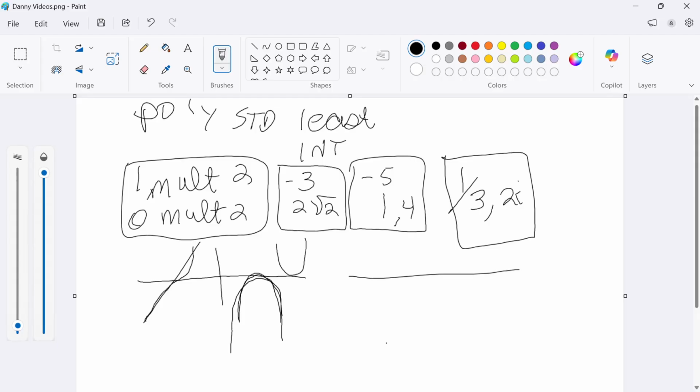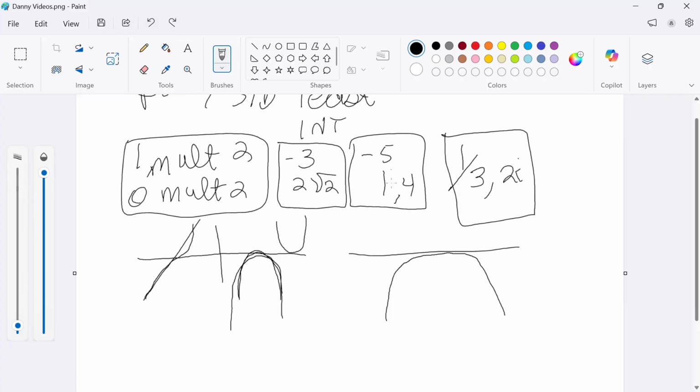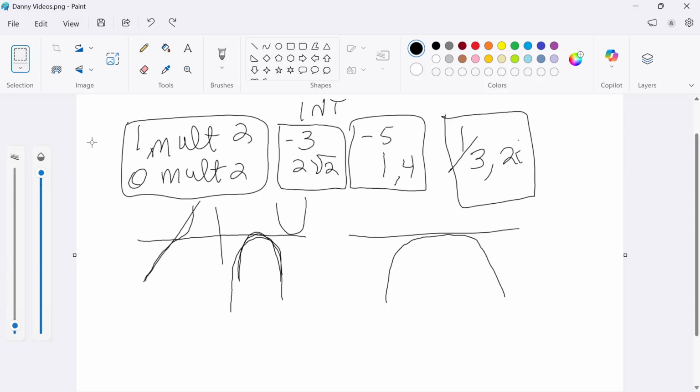Here, let me try to draw it real flat. Something like that, where it should touch right there. Something like that, but still bounces off. Oops, what did I do there? Somehow I got rid of everything. I didn't mean to get rid of everything.